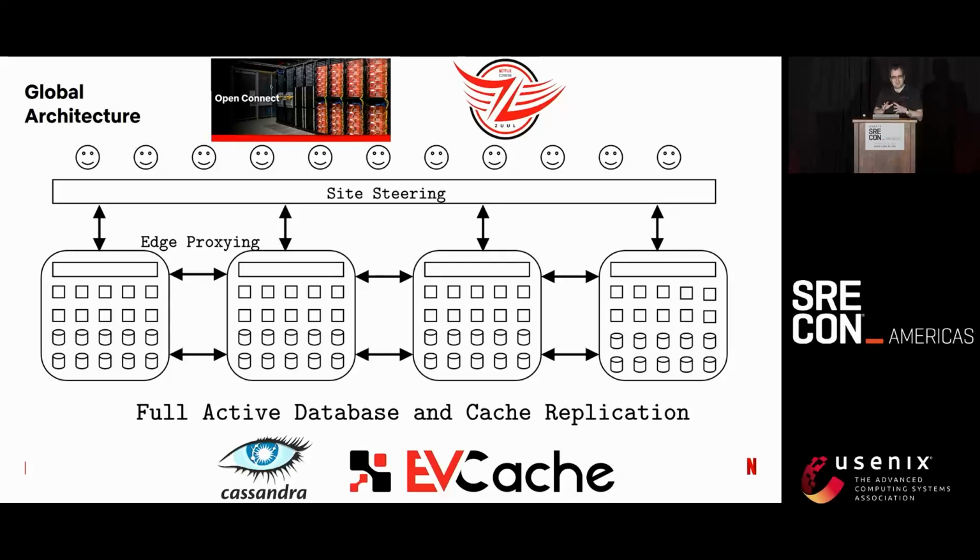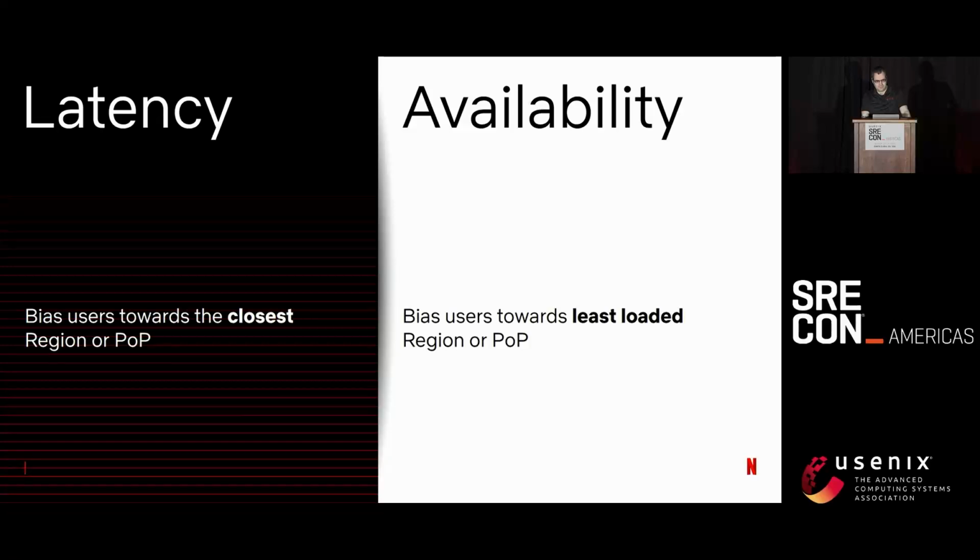But the thing that allows them to place users anywhere in the world is our full active database and cache replication layer powered by Apache Cassandra and basically a replicated memcache store called EVCache. So these 4 technologies are kind of the key that allow us to place users anywhere in the world.